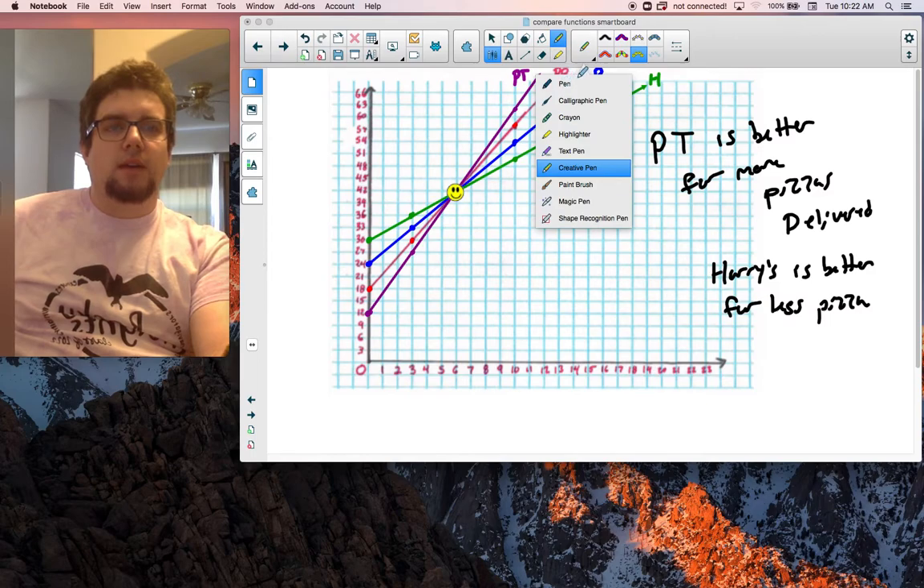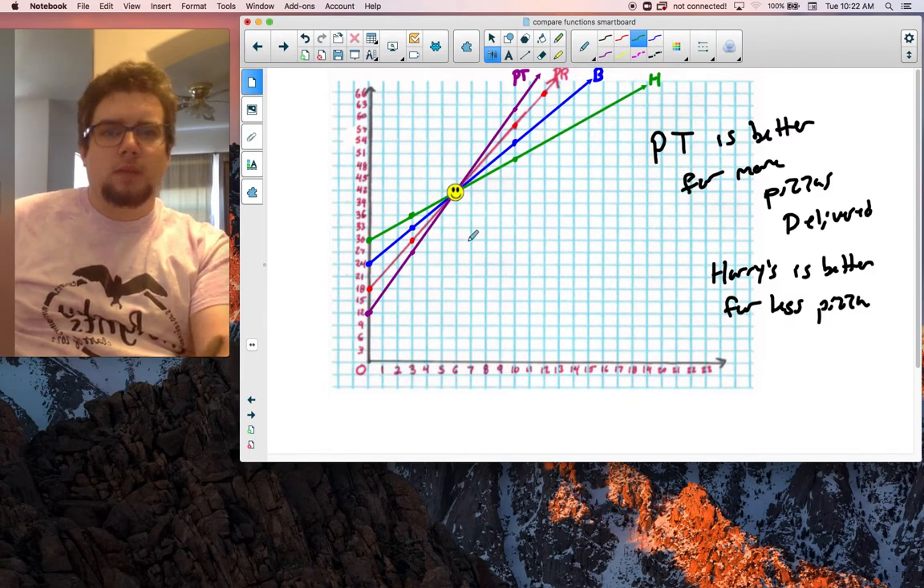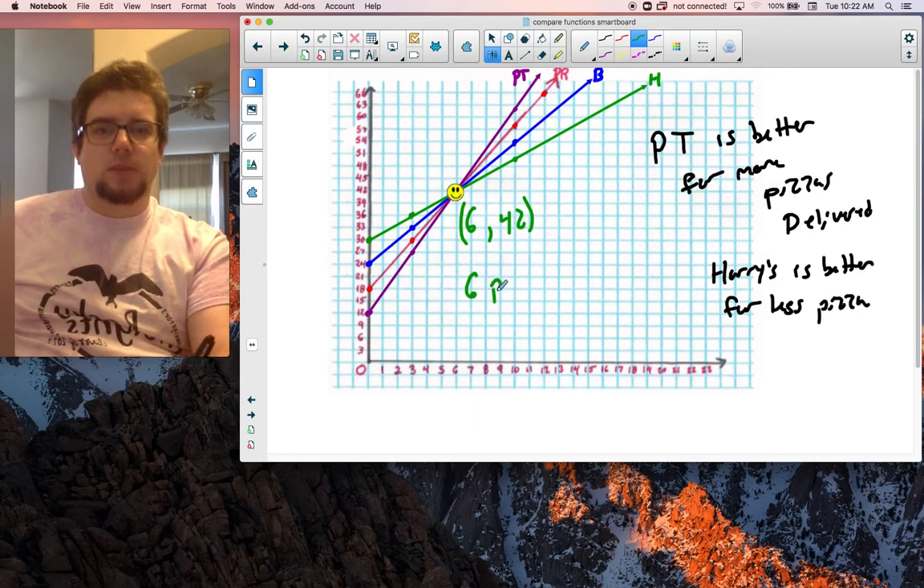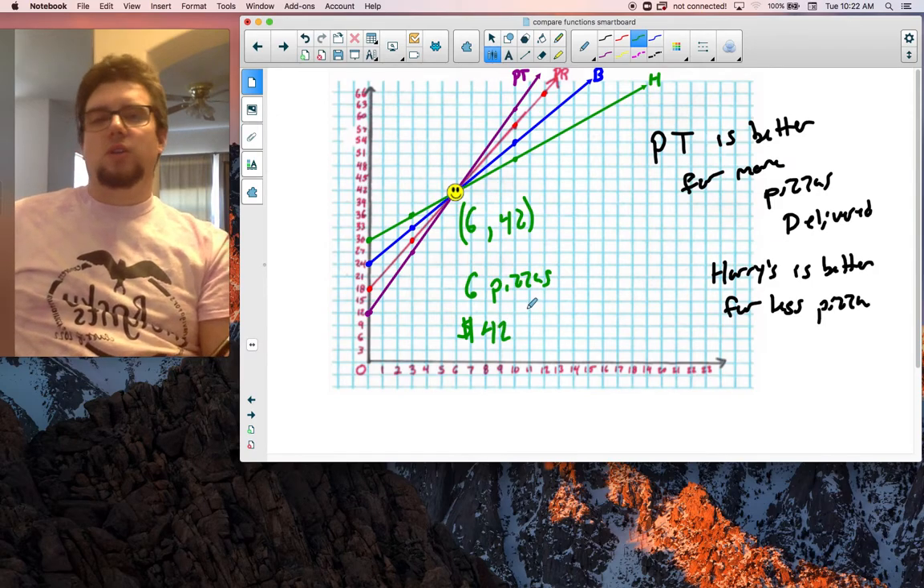this point right here, at 6 pizzas, you'd make $42 regardless of where you would work. So 6 pizzas, you'd make $42 regardless of where you worked.